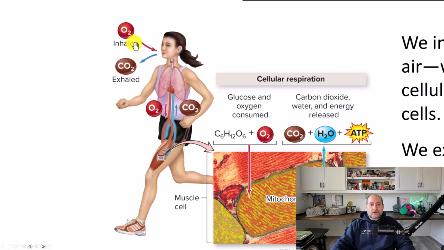We need oxygen, right? So look at this jogger here. She's breathing in air, and what she wants from that air is oxygen. And that oxygen is used for cellular respiration to break down glucose. And then we breathe out, right? We breathe out. And what are we breathing out mainly? We're breathing out mainly CO2. Why? Because it is a product of cellular respiration.